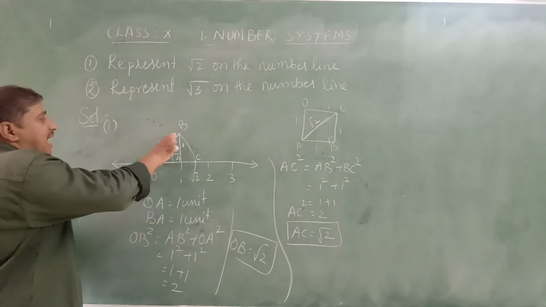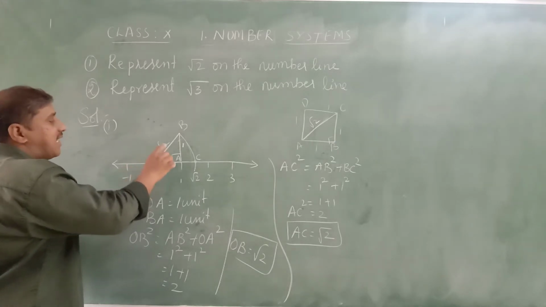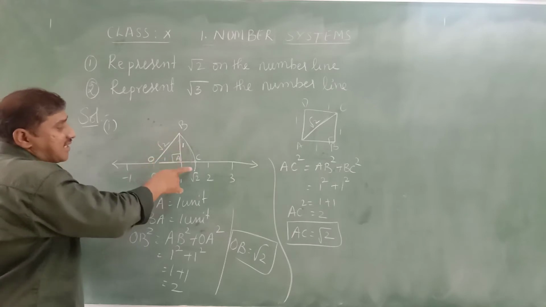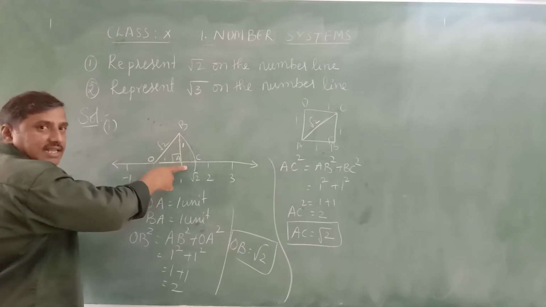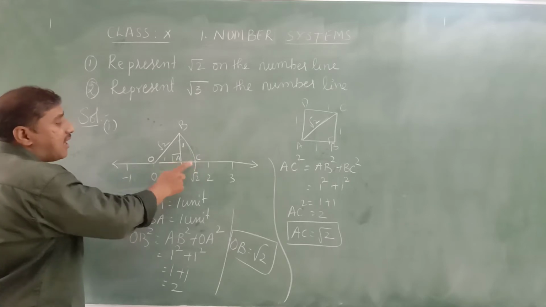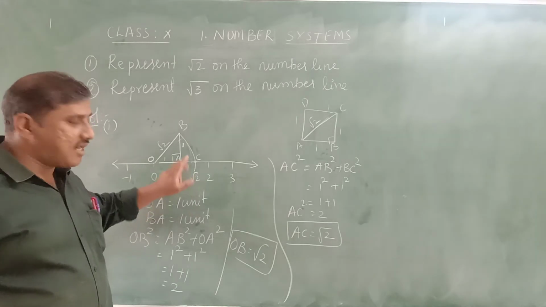Then take OB as the radius and O as the center. O as the center, OB as the radius. Draw an arc which intersects the number line at a point. Let that point be C. Now point C will represent root 2.